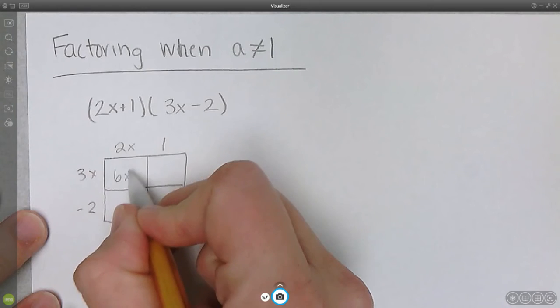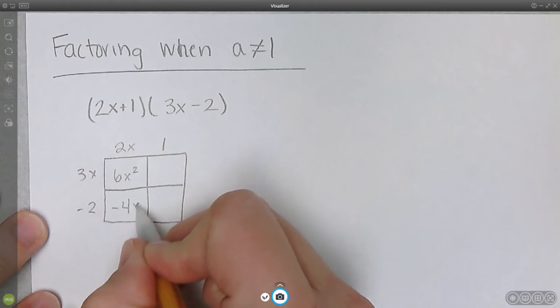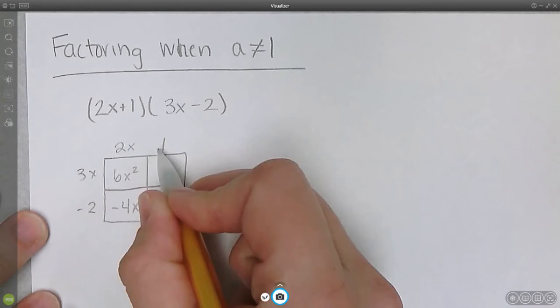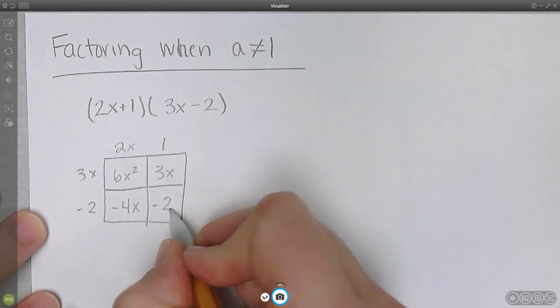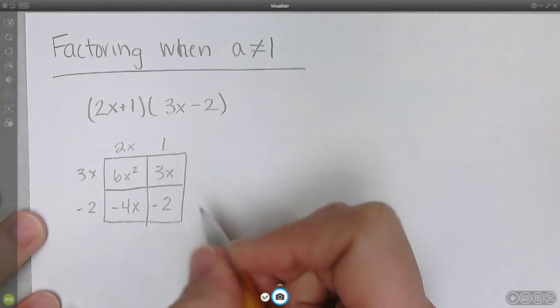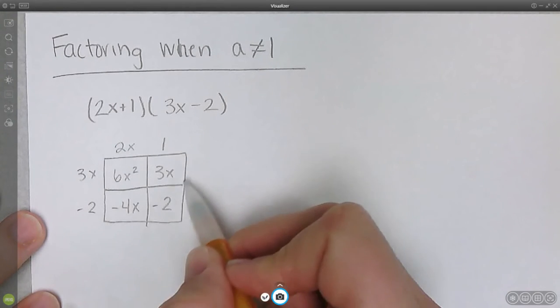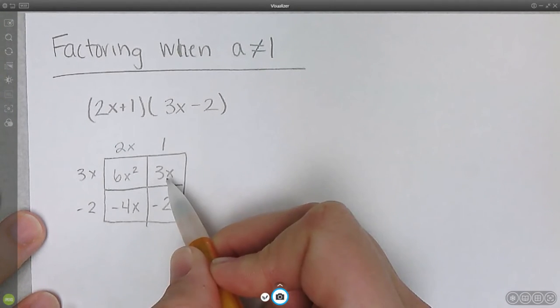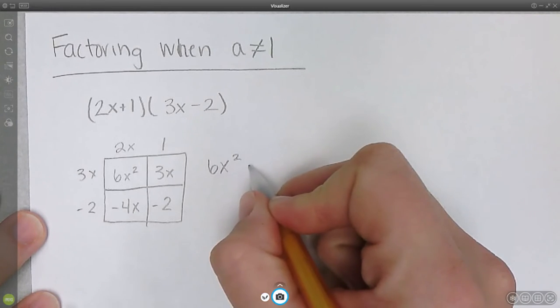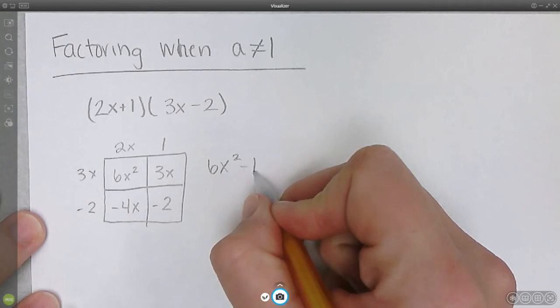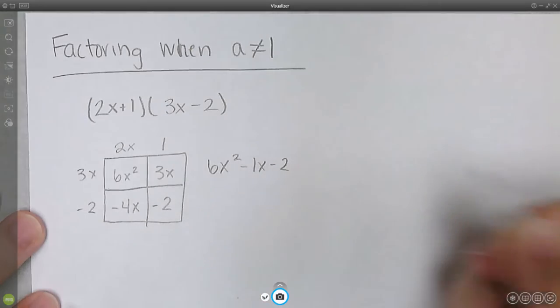So you get 6x squared minus 4x. 3x times 1 is 3x. 1 times negative 2 is negative 2. So then you can combine your like terms, which is negative 4x and 3x. So you end up with 6x squared minus 1x minus 2.